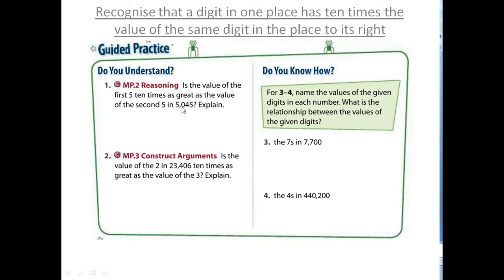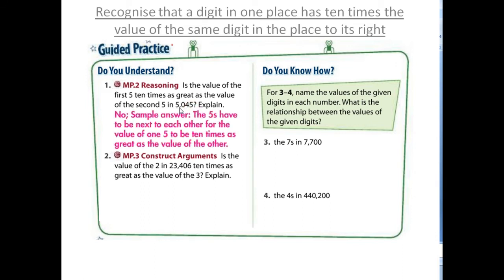And as you see here, this first 5, and the second 5, which is at the end of the number, are separated by two digits, 0 and 4. So can we say that this 5 is 10 times this 5? No, we cannot say. Why? Because this 5 is in the thousands place. Look, ones, tens, hundreds, thousands. So this 5 is in the thousands place, and this 5 is in the ones place. The 5 in the ones place has no zeros. The 5 in the thousands place has 3 zeros. So we cannot say that the first 5 is 10 times the second one.